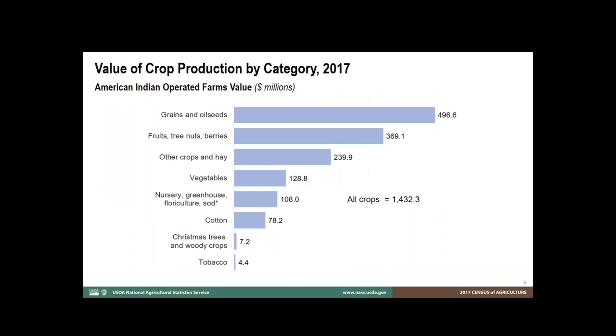what were the top crops produced by American Indian farms? Well, just like farms overall, grains and oilseeds, so your corn, your soybeans, your wheat, rice, barley, etc., was the top commodity grown by American Indian farms. American Indian farmers produced almost $1.5 billion worth of crops in the 2017 Census of Agriculture. Of that, a little more than a third were grains and oilseeds. Other important crops were fruits, tree nuts, and berries, and other crops and hay. Other crops would be anything that's not listed in one of these particular commodities. That would be sugar beets, peanuts, a variety of other things. But definitely your forage crops are a large component of this other crops and hay.